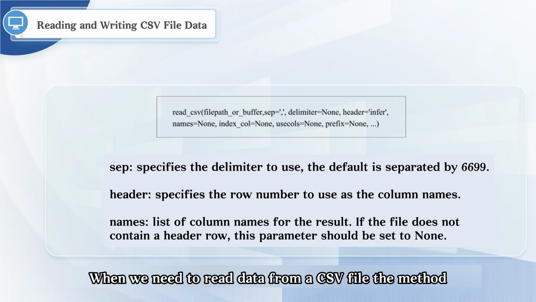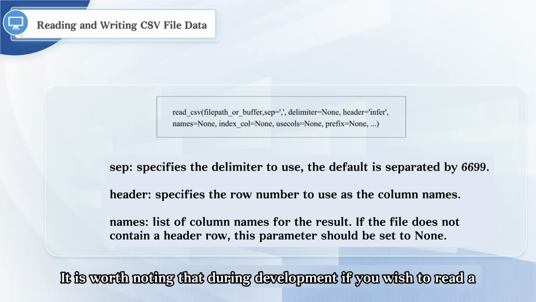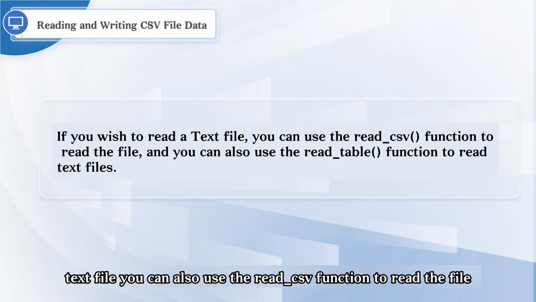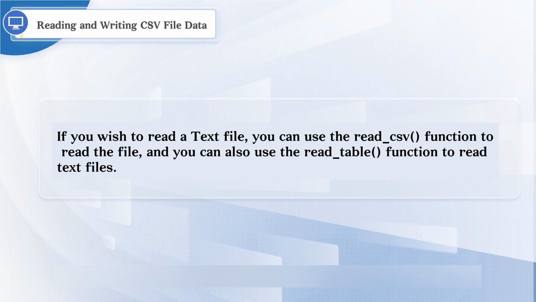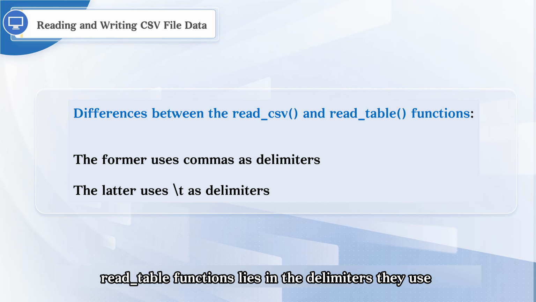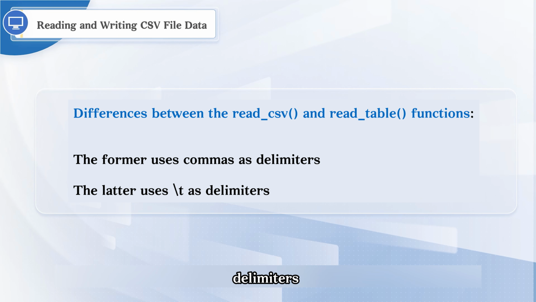When we need to read data from a CSV file, the method we use is read_csv. It is worth noting that during development, if you wish to read a text file, you can also use the read_csv function to read the file. Of course, you can also use the read_table function to read text files. The difference between the read_csv and read_table functions lies in the delimiters they use. The former uses commas as delimiters, while the latter uses tabs as delimiters.